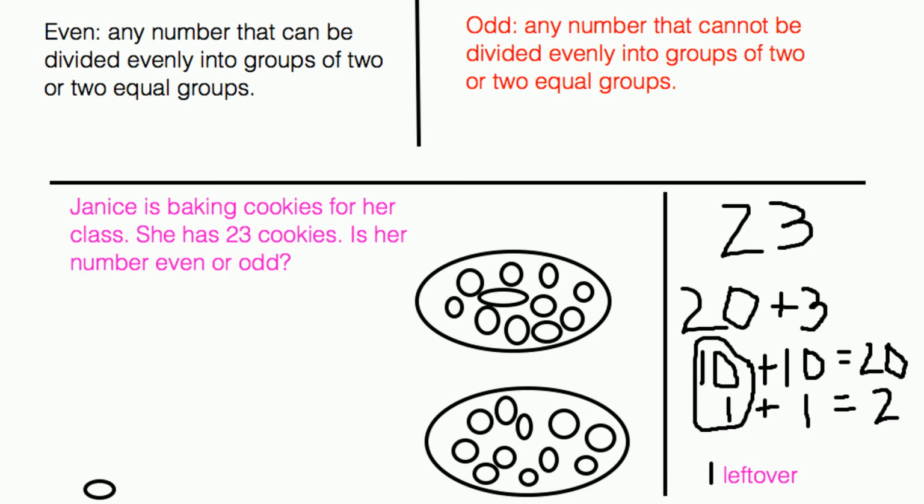When I look at both, I can see that I have 11 in each group with 1 left over.